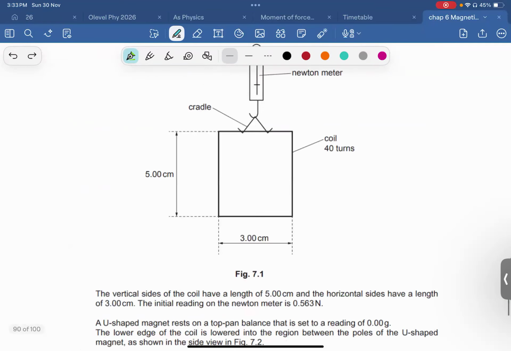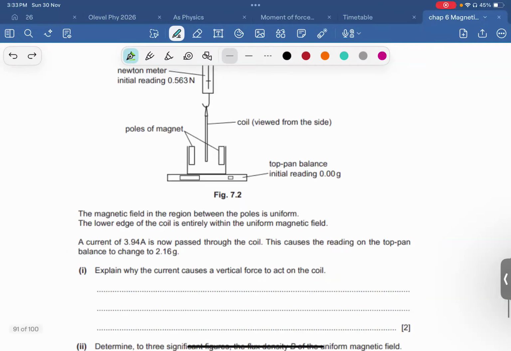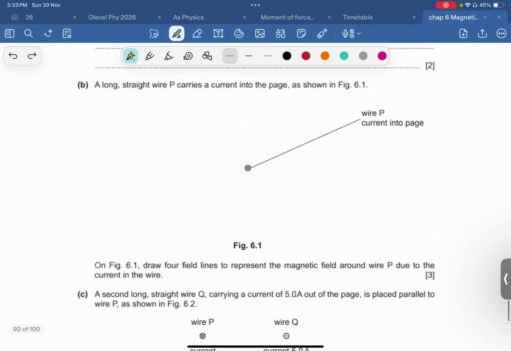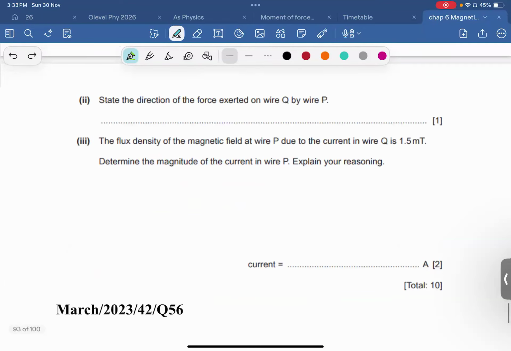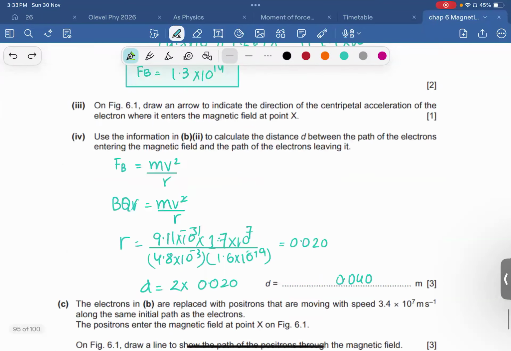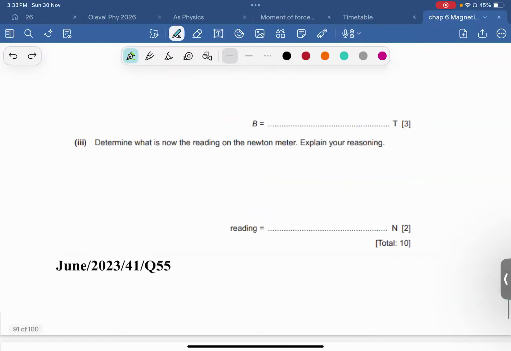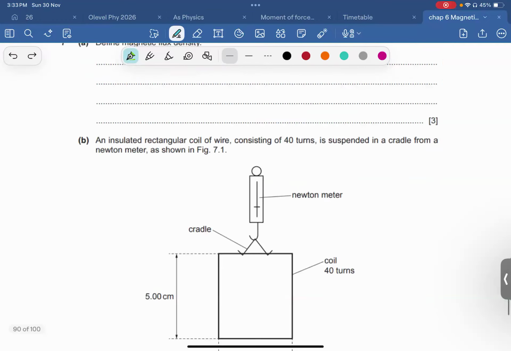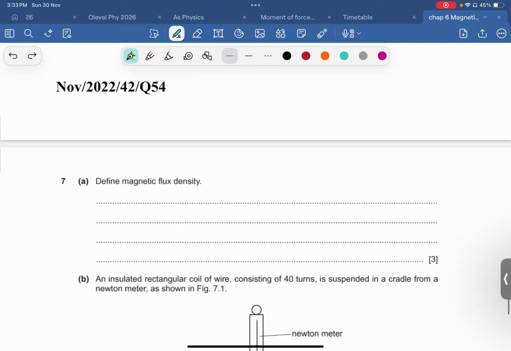We'll do this one, leaving that one. And the two wires, into the page, out of the page, same thing. Okay, so last question. Okay, try this one. Yes, Ibrahim, you have to read the last question.